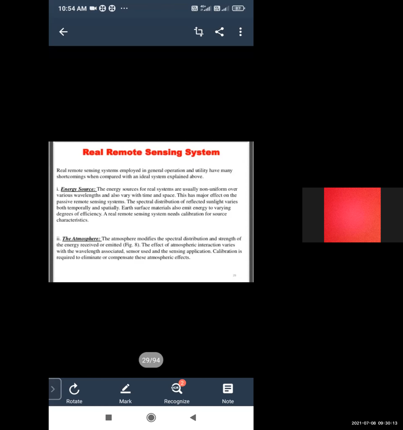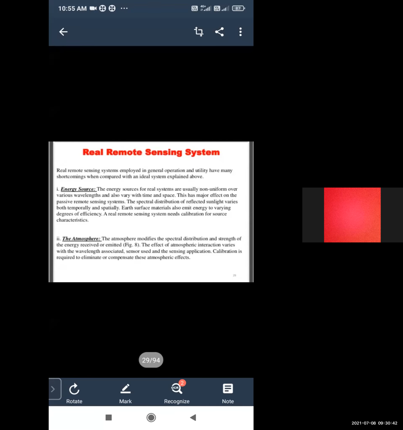For an ideal remote sensing system, we have already discussed that the energy source should also be ideal. That means the source of energy should have constant wavelength, at a constant rate, and be available at every time. That is for the ideal condition.